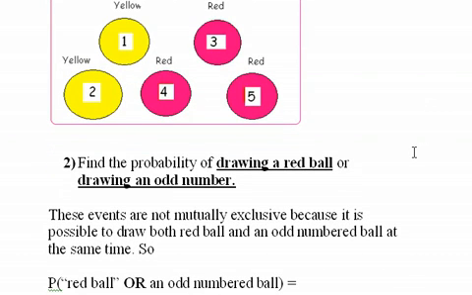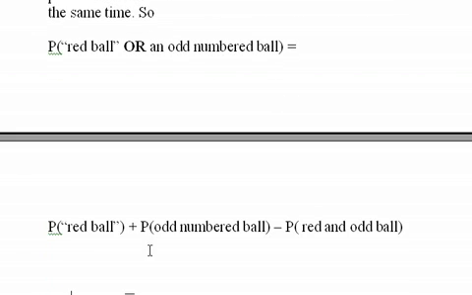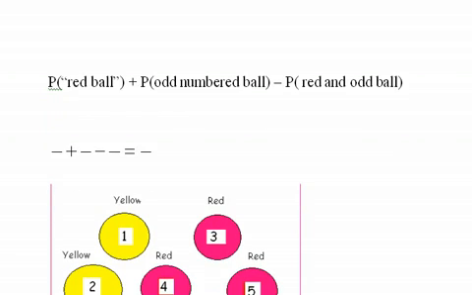Find the probability of drawing a red ball or drawing an odd number ball, essentially. I don't have that. I probably should put that, shouldn't I? Odd number ball, B-A-L-L. These events are not mutually exclusive because it's possible to draw both a red ball and an odd number ball at the same time. You could draw a 5, right? So the probability of drawing a red ball or an odd number ball equals the probability of drawing a red ball plus the probability of drawing an odd number ball minus the probability of drawing an odd red ball, red and odd, right? So let's see what that is.